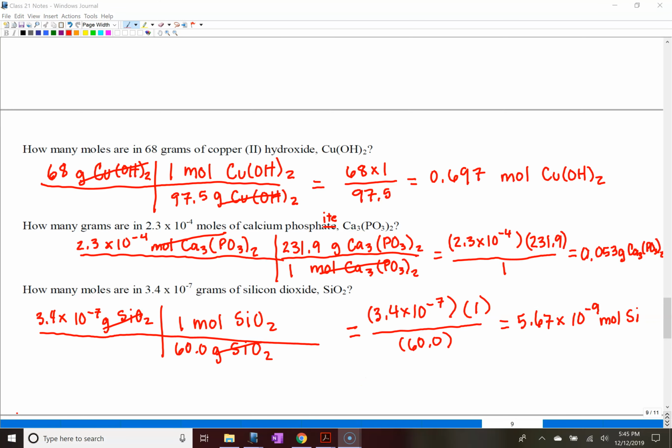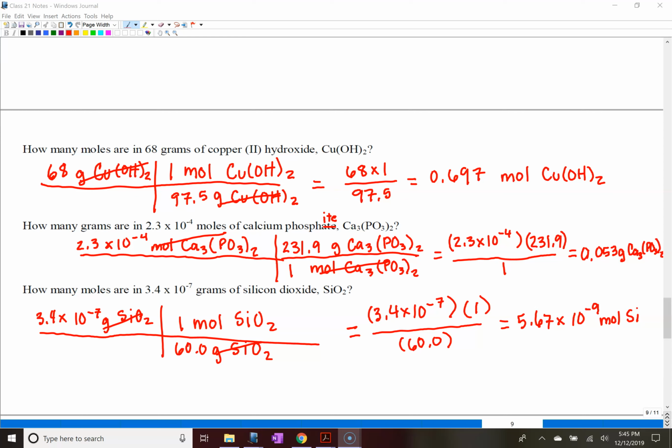There's a typo on this page that I want to clear up before we get started with the answers. On number 2, it says the compound is calcium phosphate. It should be calcium phosphite. Everything else is correct except just the naming, so it really doesn't affect the solving of the problem.